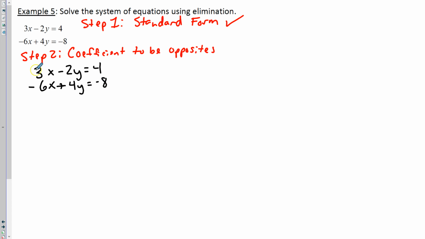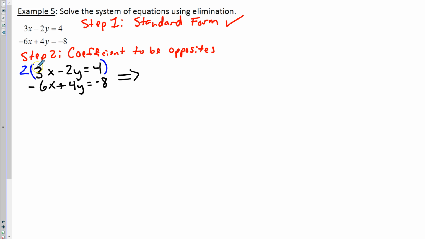So I'm going to take the top equation here, and I said I want to multiply it by 2. And you don't have to multiply both equations like we saw in our last example. Sometimes you only need to multiply one to get one of your coefficients to be opposites. And that's actually kind of the nice case. There's less work to do when you're only multiplying one.